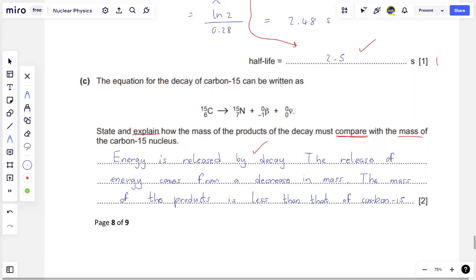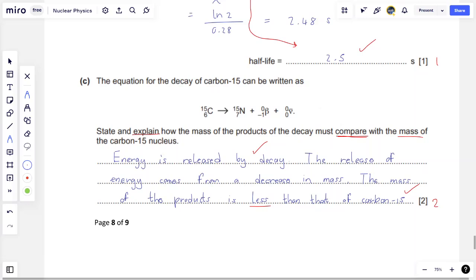What does this tell us? What do we conclude, and how can we compare? Comparison will score me the second mark. That means the mass of the products must be less than the mass of the reactants, or the mass of carbon-15. That's where I score the second mark.